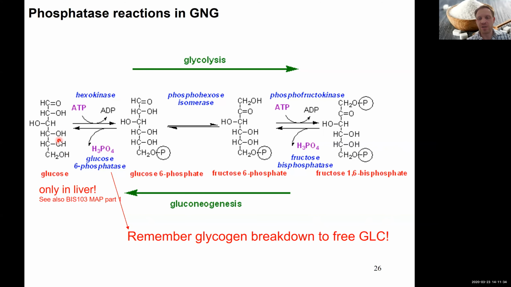Right? Remember, our liver was the organ that is responsible for distributing free glucose through the blood system. And so this phosphatase is specific to the liver, only occurring there to catalyze the step from glucose 6-phosphate to free glucose. If you want to remind yourself how this fits in with our world map of BIS103 and the glycolytic steps, have a look at our video on the BIS103 map part 1, where I explain this more in the context.